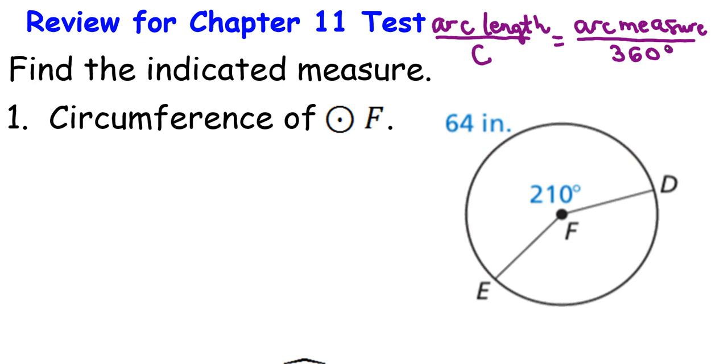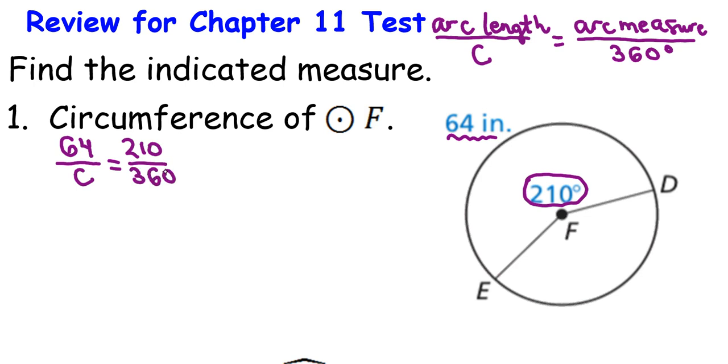So to set that up for problem number one, since it's the circumference that we're trying to find, the first denominator would be left as a C. We do know what the arc length is. That's labeled as 64 inches, so that will go in the first numerator. Arc measure would be the degree measurement going along with that arc, which is 210 degrees, and that gets put over 360. I will skip the degree symbols, because they're going to cancel each other out anyway.